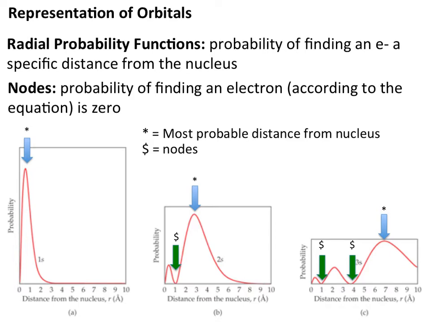Now, I also want you guys to notice the points where there is 0 probability of finding an electron. These locations on these radial probability functions are called nodes, and that's the location where you have 0 probability of finding an electron.